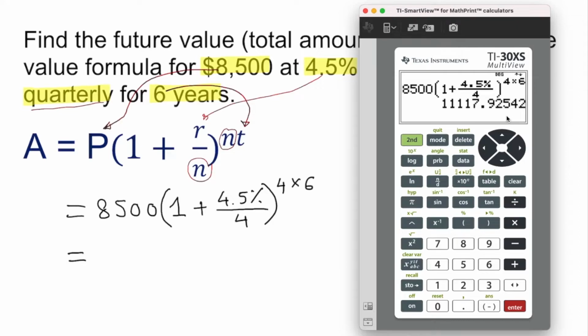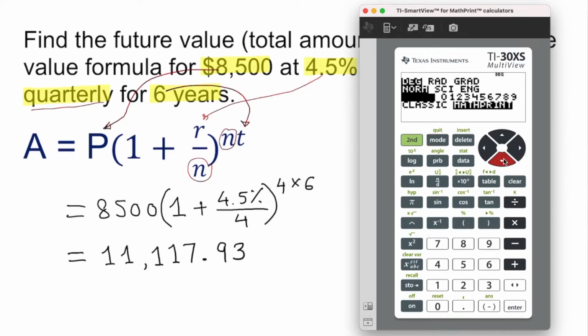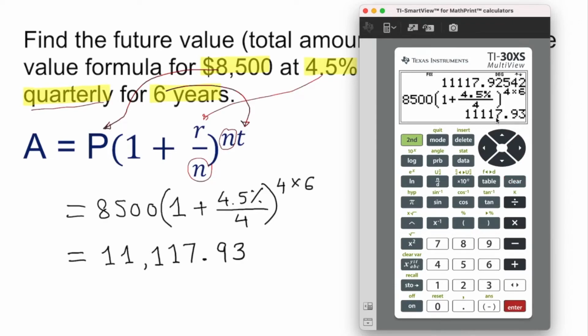So we have 11,117 and 93 cents. How can we round it up in the calculator? I'm going to show you right here. Mode, go to float, and 100 plus 2, enter, clear, enter. That's 93 cents. $11,117.93.